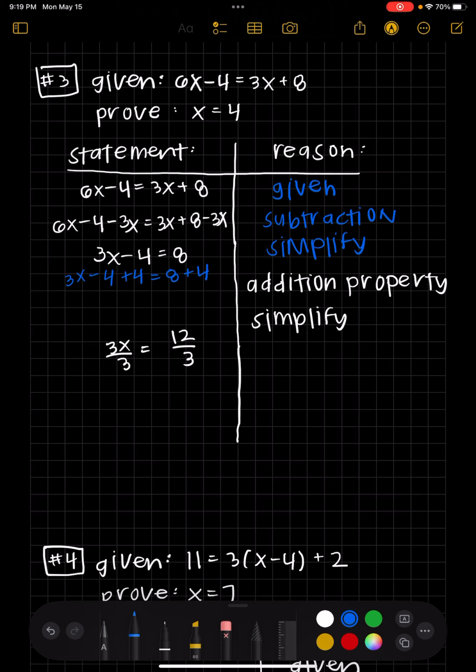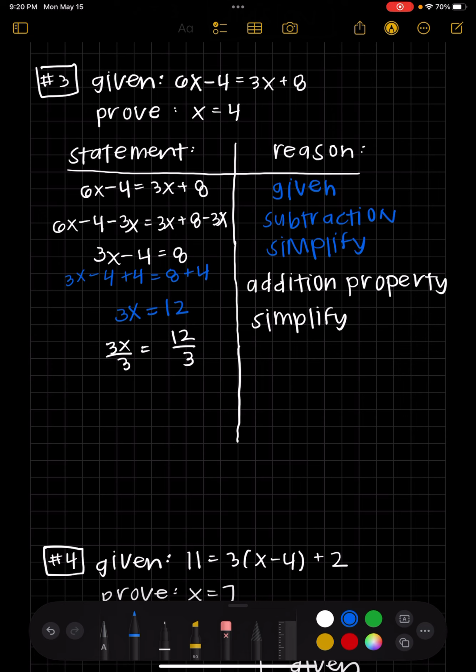Because what I do to one side, I have to do to the other side, right? Well, I did what this reason said, because the reason is addition property, and what I did is added 4 to both sides. Then the next reason says that I simplify, so I'm just going to simplify that by adding the 4's on each side. So on the left side, the negative 4 and positive 4 cancel each other out, and I'm just left with 3x. And then on the right side, we have 8 plus 4, which gives us 12.